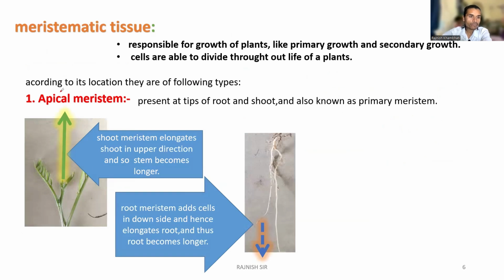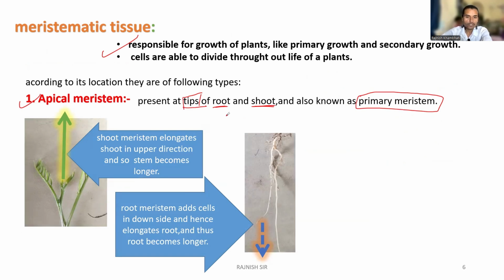First, apical meristem. It is the same introduction written here, so we will go directly to the apical meristematic tissue. Apical meristematic tissues are present at the tips of a plant, the tip of a root and the tip of a shoot. Wherever you can see the tip of a plant, meristematic tissue is always present, and these tissues are known as primary meristem.